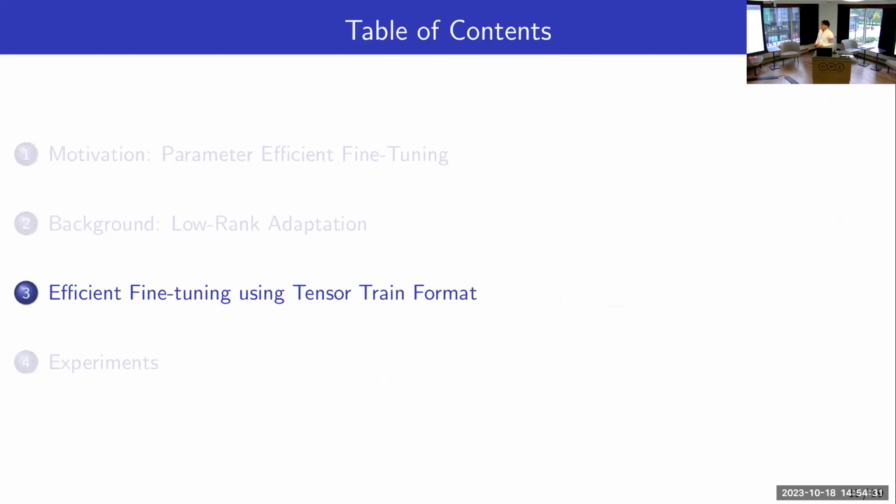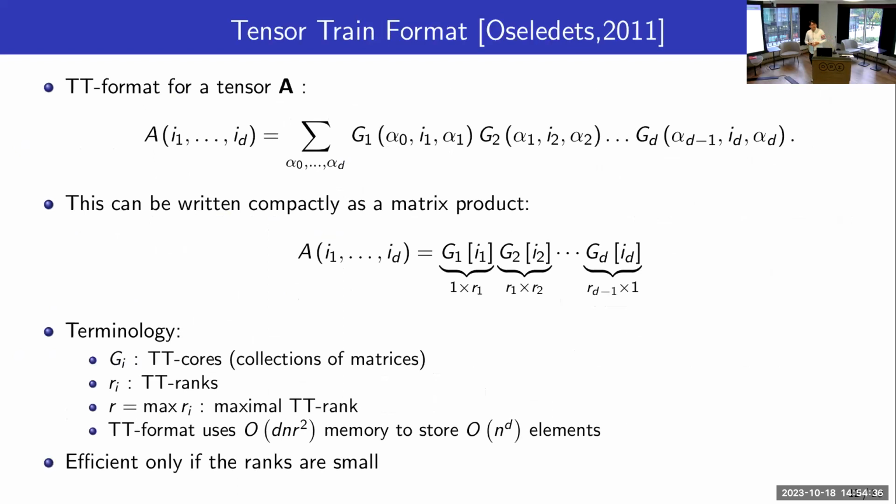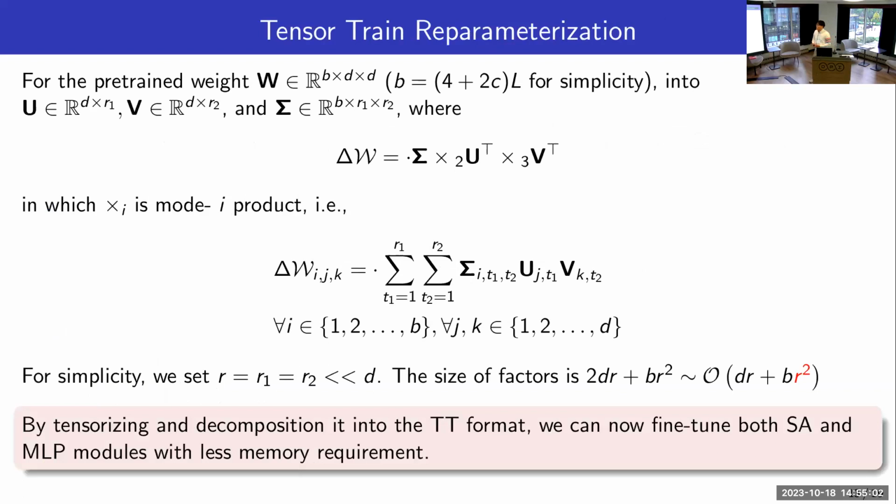And now we can decompose it or reparameterize it into a tensor train format. Since everyone is very familiar with the tensor train format, I will skip it for time. Due to the time constraint, this is the basic format of the tensor train for each element of the tensor. So we reformulate the equation for the pre-trained weights that we just introduced, how to construct a 3D tensor. We can have three latent factors U, V, sigma here that formulate the increments of the updates of the weights.